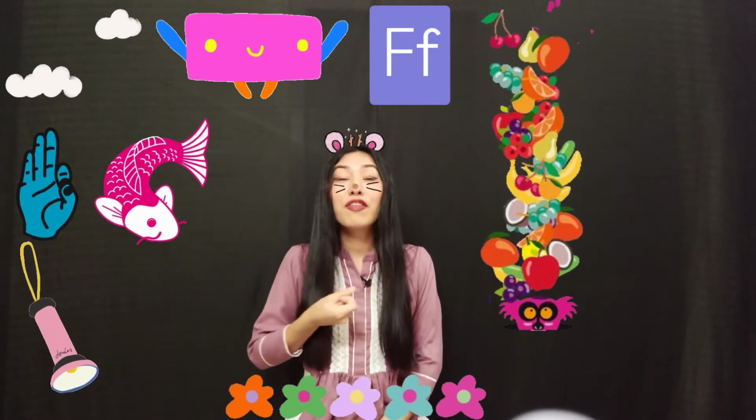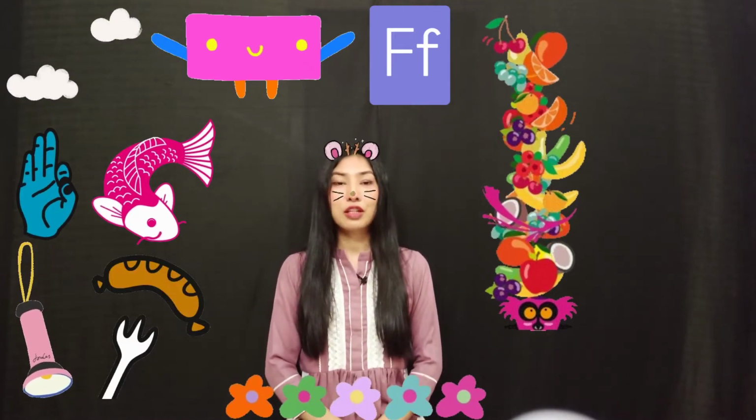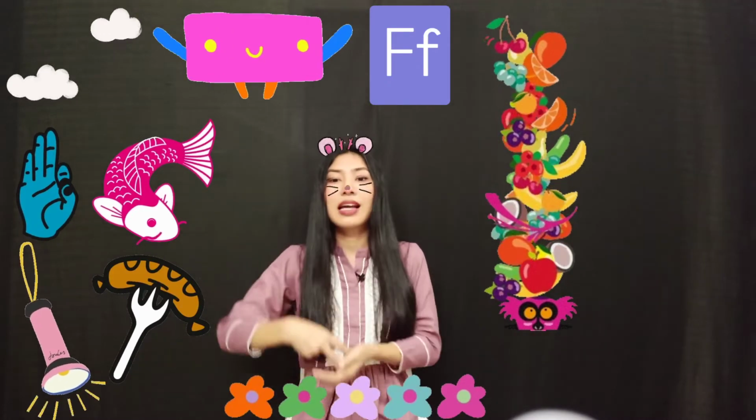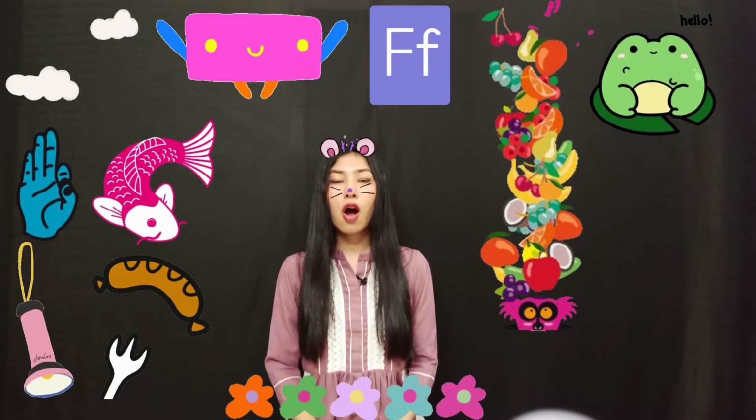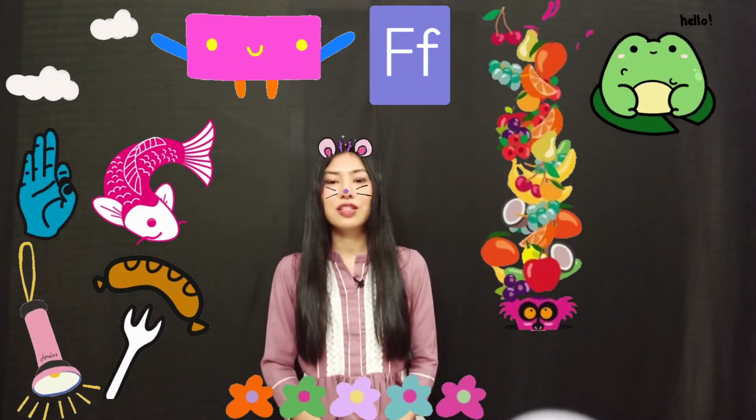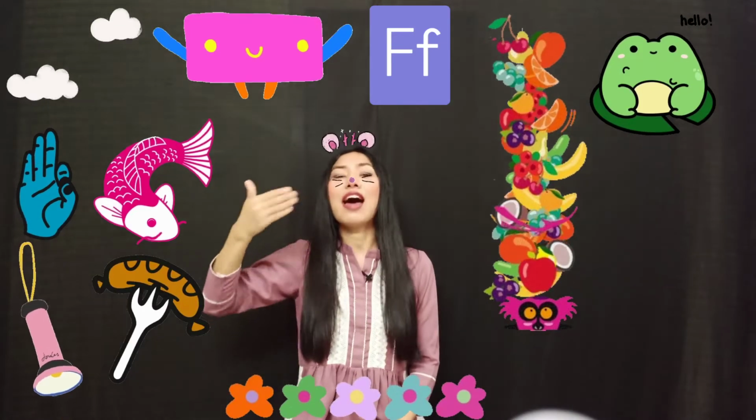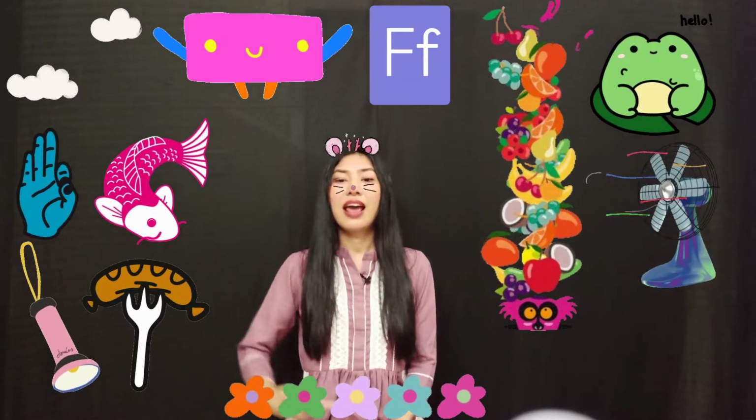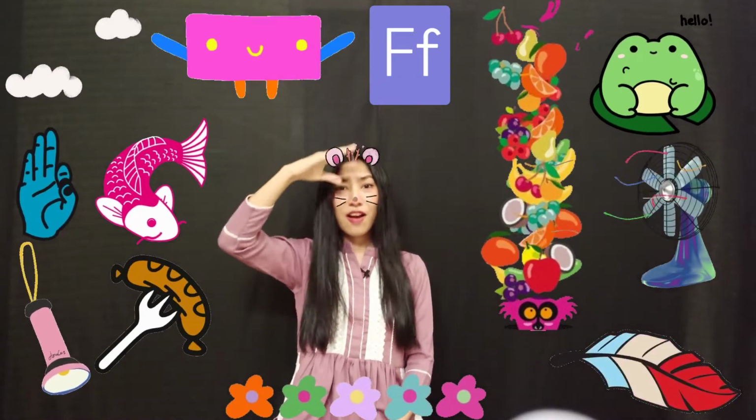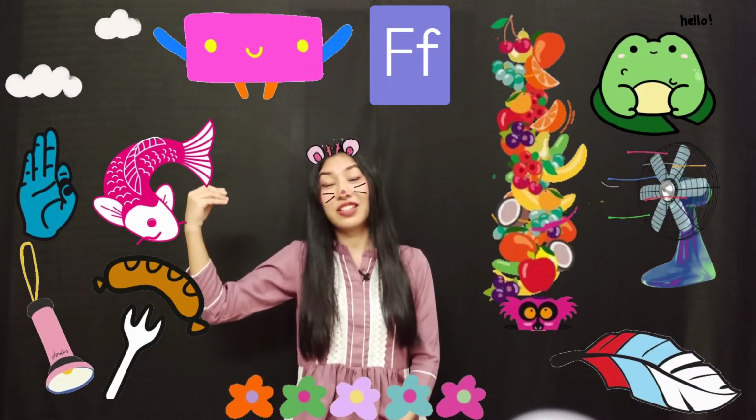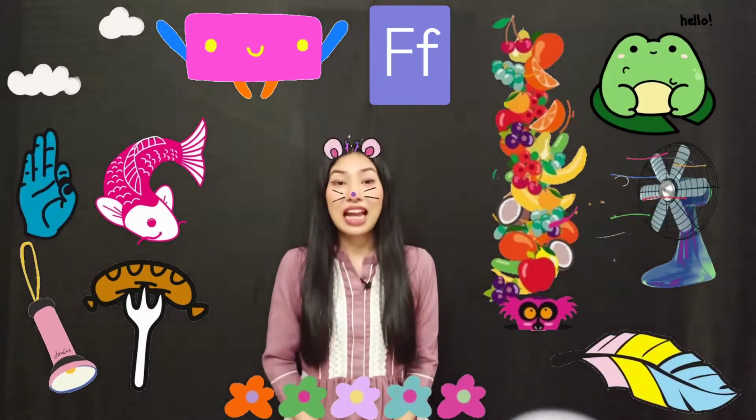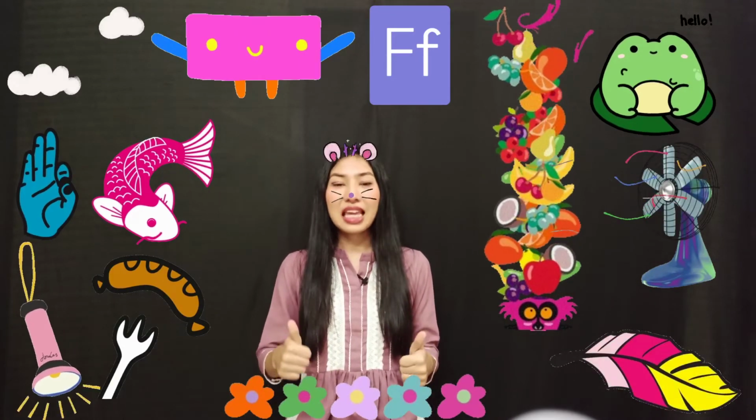F is for flashlights. F is for fork. F is for fork. F is for frog. F is for frog. F is for fan. F is for fan. F is for feather. F is for feather. And the sound of letter F is F. Let's all do the actions together. Are you ready? Yes.